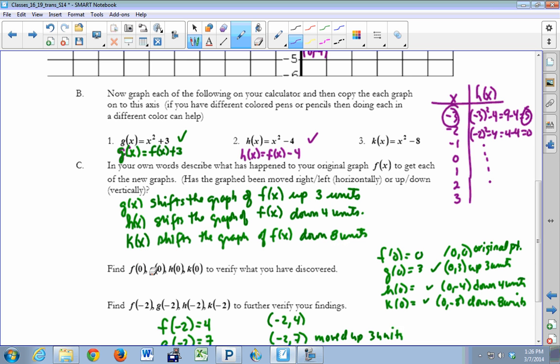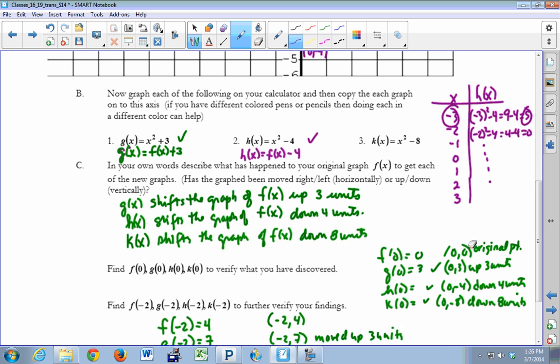Okay, so now we're asking you to find the output for the same value of x. So let's assume x is 0. What's the output, the y value, when we put 0 into our f function? What's the output when we put 0 into our g function? Similarly with h and k. And we're asking you to verify that these values go down or up depending on what we set up here in C.